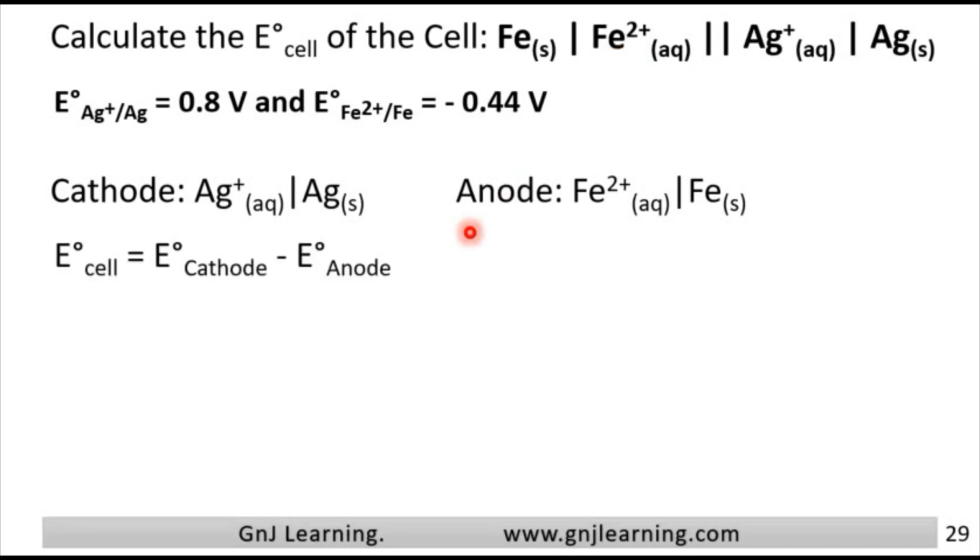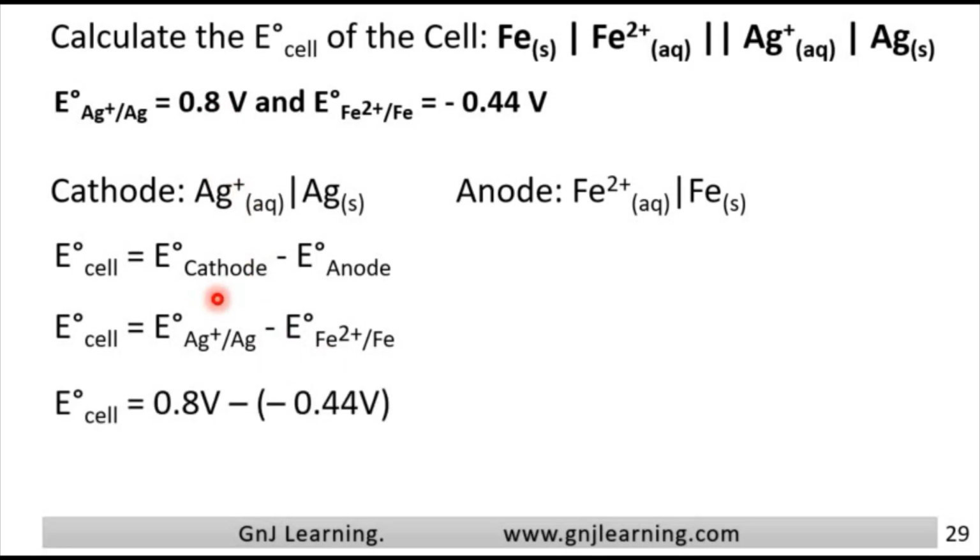What is E0 cell? E0 cell is equal to E0 cathode minus E0 anode. The cathode is silver, so you can substitute E0 silver minus E0 iron. Substituting the E0 values of each electrode, you will get E0 cell equal to 0.8 volt minus of minus 0.44 volt, and E0 cell is equal to 1.24 volt.